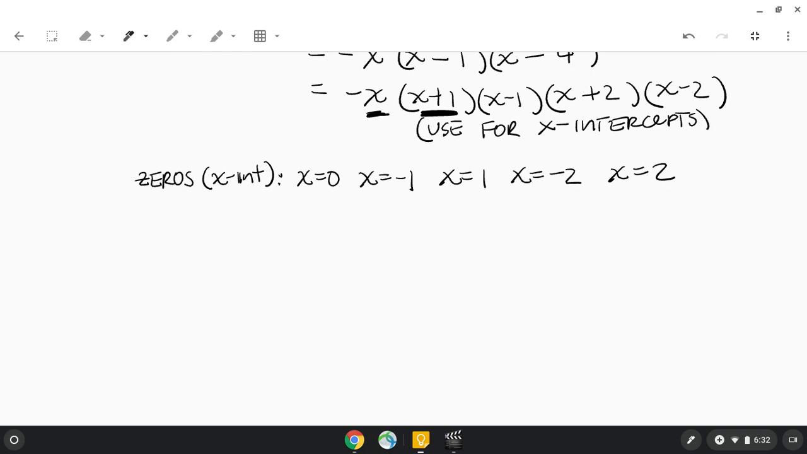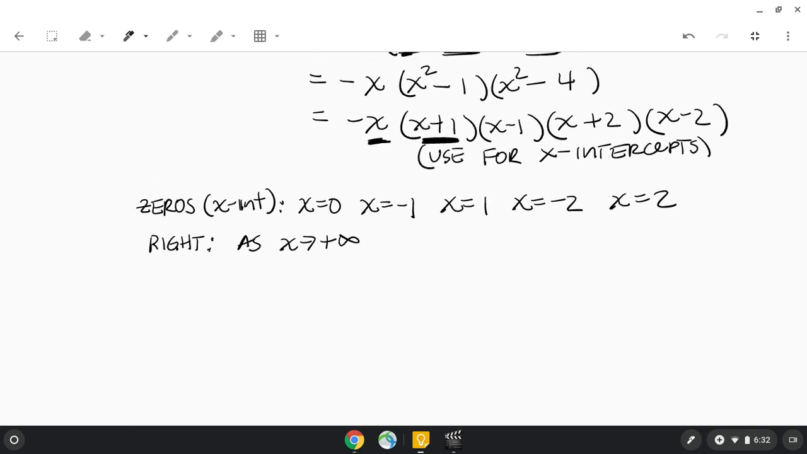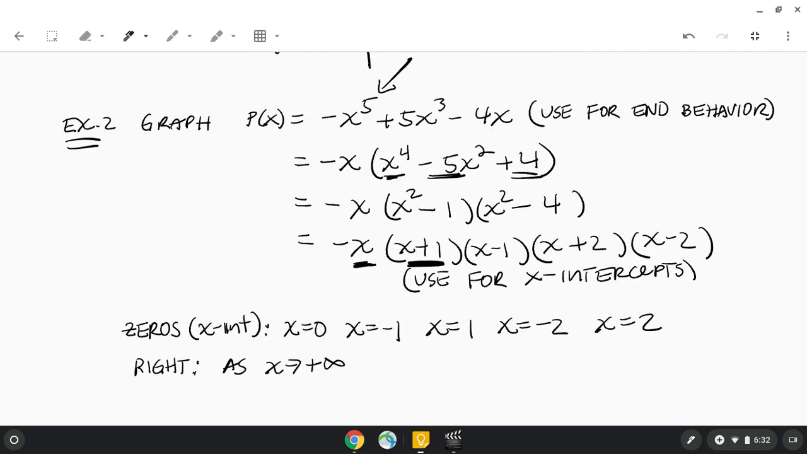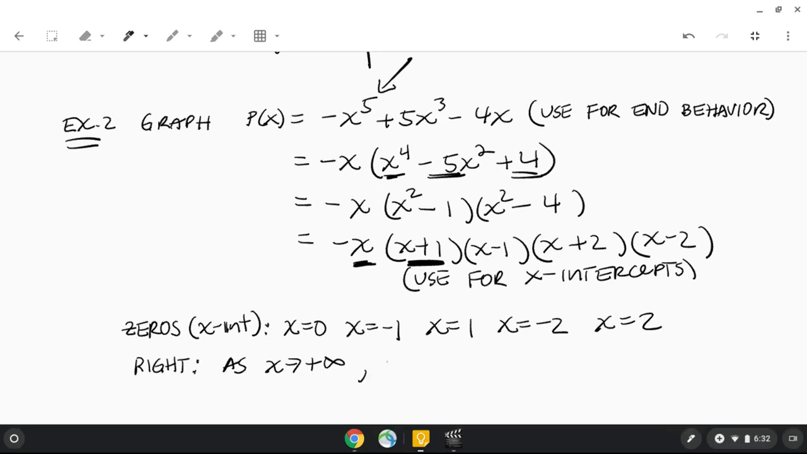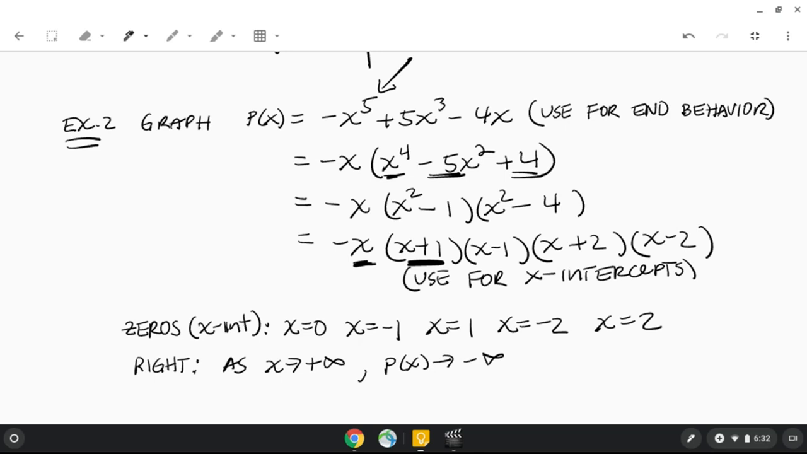All right, let's do our end behavior. Let's do our right-hand behavior. So as x goes towards positive infinity, let's have a look. All right, so positive infinity, when I plug into that leading term there, I end up with negative. So p of x goes towards negative infinity. So on the right-hand side, my graph should be going down.